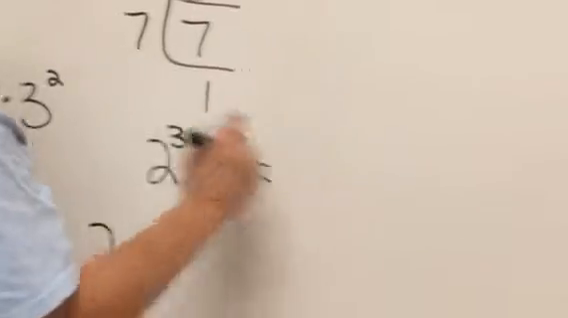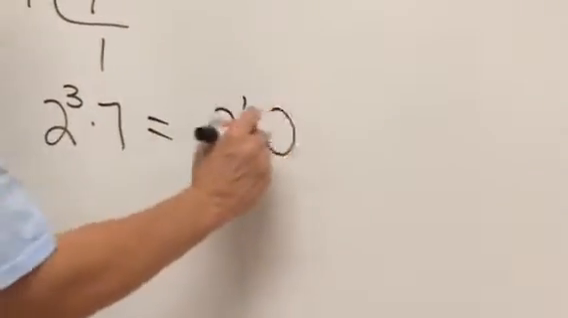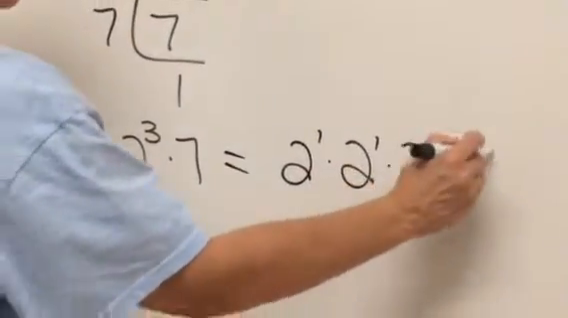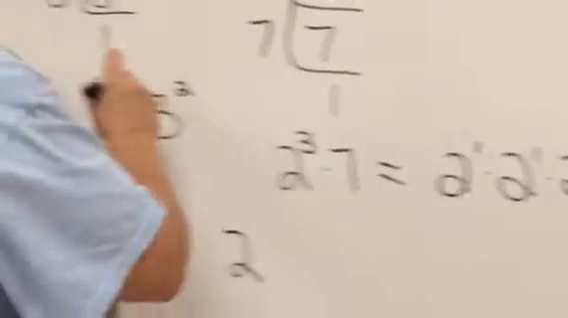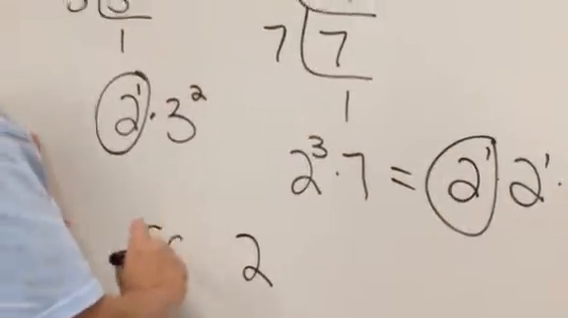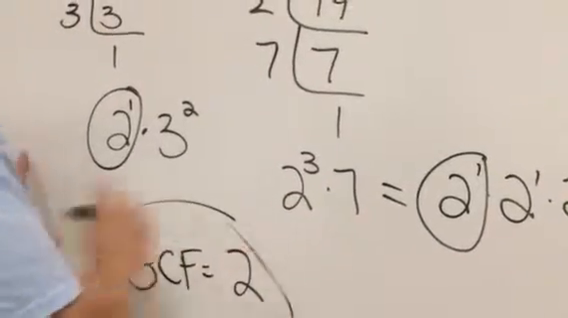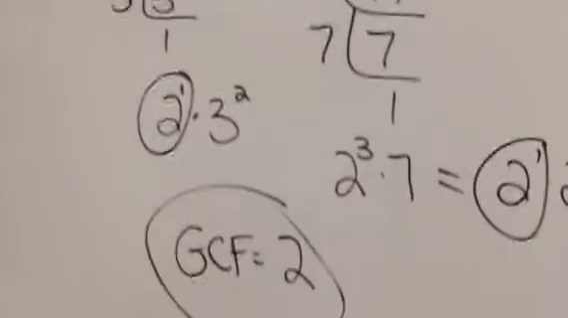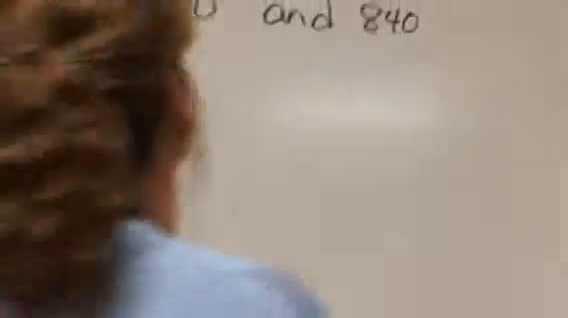Let me show you why. 2 to the 3 means 2 to the 1 times 2 to the 1 times 2 to the 1 times 7. That's what this number is. So this and this are common. So the greatest common factor for 18 and 56 is 2. Okay, let's do 720 and 840.